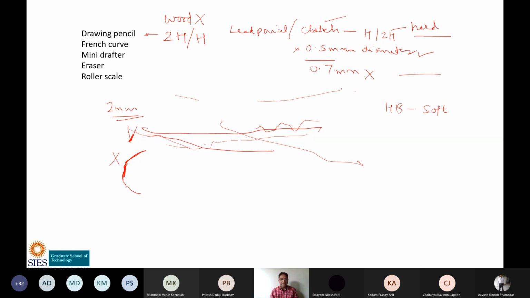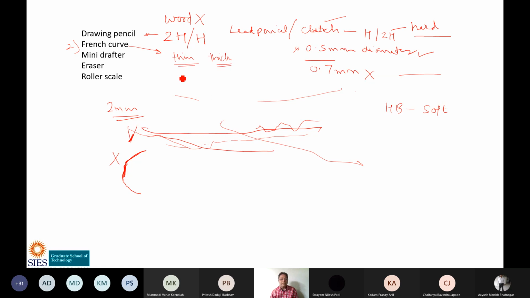Eraser, a good quality eraser, I will suggest. Then French curve. So this is the second part, French curve. This is available in the store. We will get this in two sizes and two thicknesses. One is thin and another is thick.